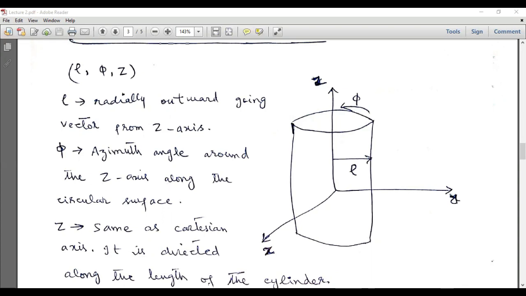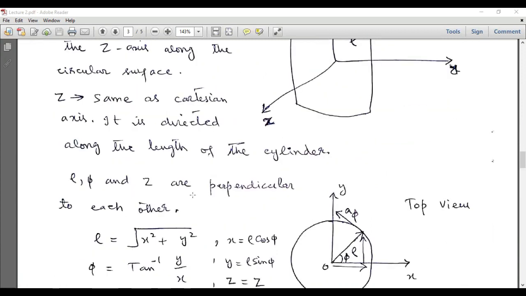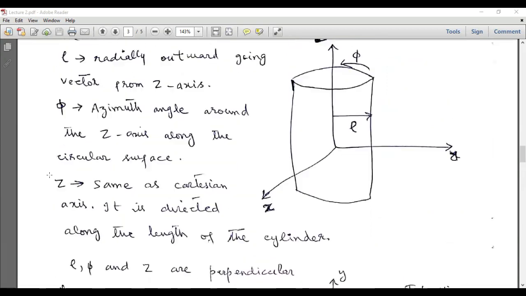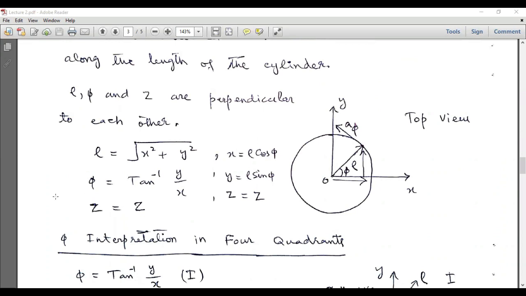The z along the z-axis is the same as the Cartesian axis, so it is directed along the length of the cylinder. This is a cylinder, and the length of the cylinder is aligned with the z-axis. Rho, phi, and z are perpendicular to each other, as is the case with the Cartesian coordinate system and the spherical coordinate system as well. So all three components in one coordinate system are always perpendicular to each other.